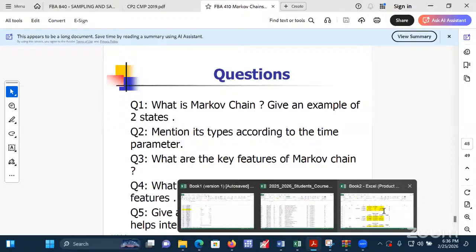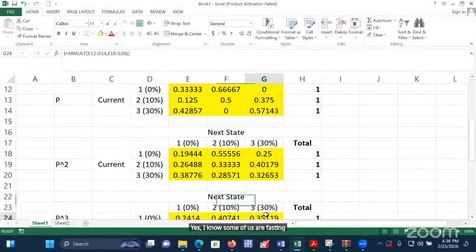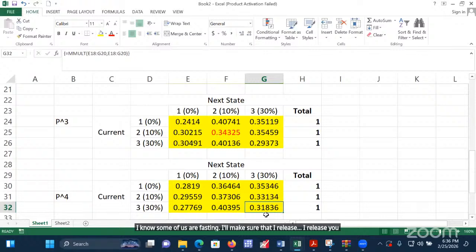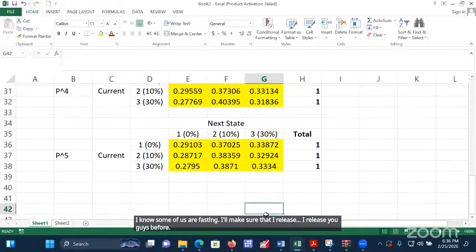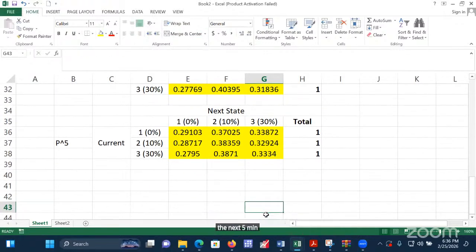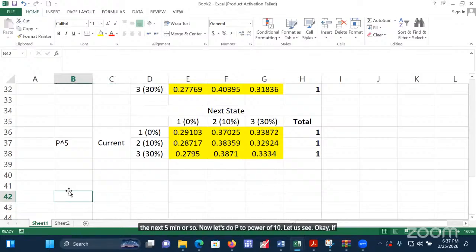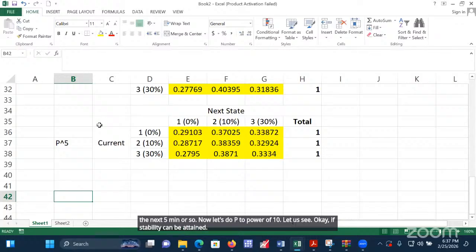Let's see. I know some of us are fasting. I'll make sure that I release you guys in the next 5 minutes or so. So now let's do P to the power of 10. Let us see if stability can be attained. So let me raise P to the power of 10.